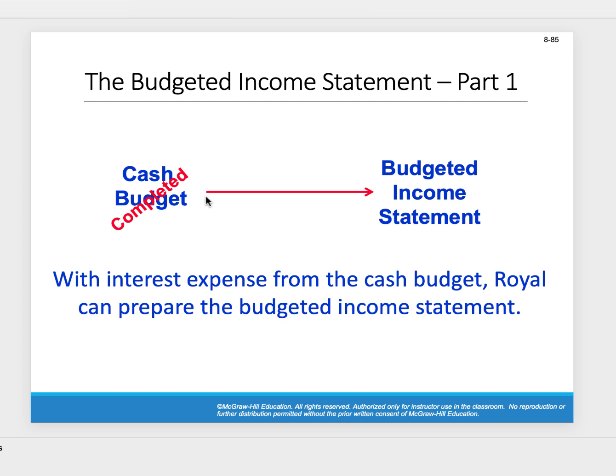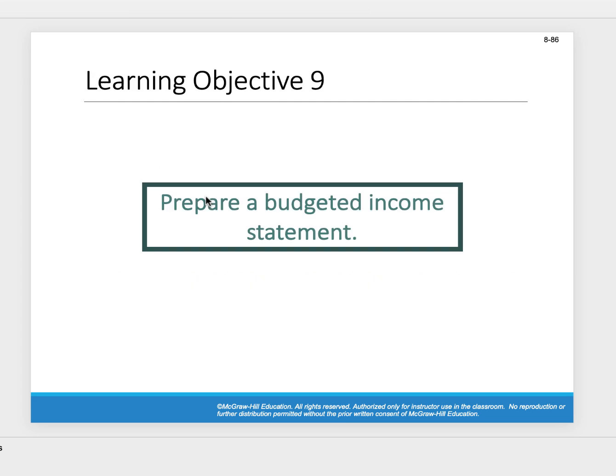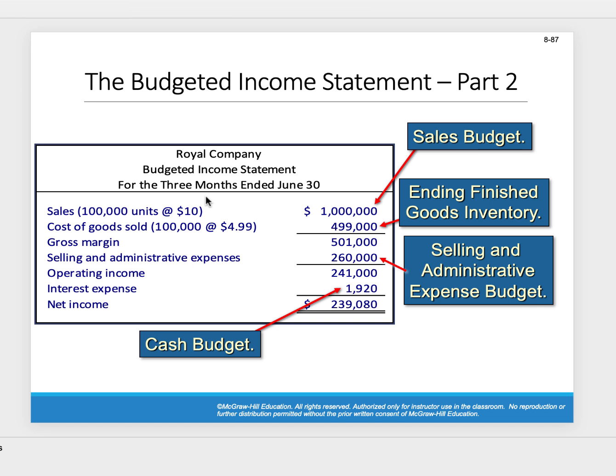Now, once we have the cash budget, we can do the budgeted income statement, okay? Again, we are going to do the traditional income statement, so I'm going to assume you guys are comfortable with that. What we do now is just plug and chug, right? We go to the sales budget, pull the sales. We go to the ending finished goods inventory to figure out what our cost of goods sold were. We go to our selling and administrative to figure out what our selling and administrative expenses were. Interest expense, we get that from the cash budget. We then got our net income.